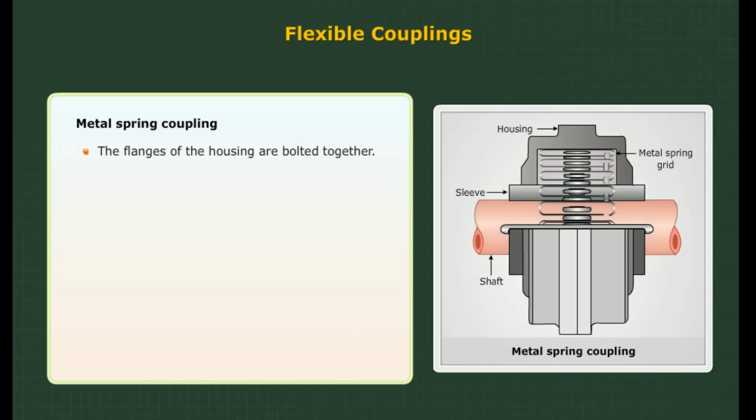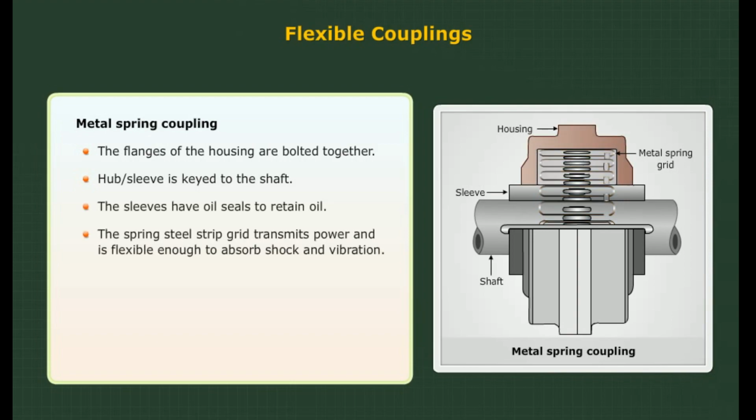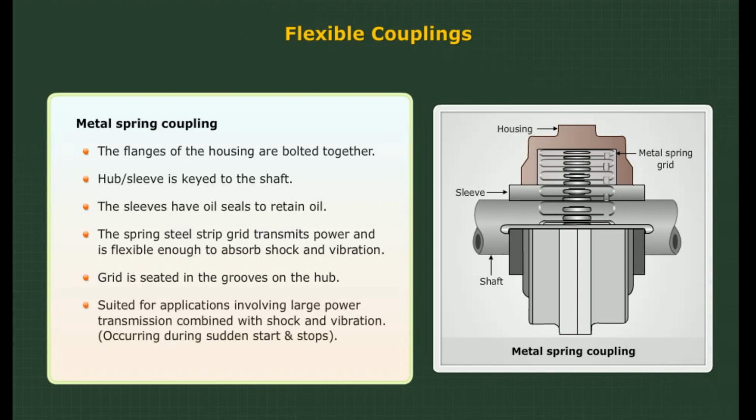Metal spring coupling. The flanges of the housing are bolted together. Hub or sleeve is keyed to the shaft. The sleeves have oil seals to retain oil. The spring steel strip grid transmits power and is flexible enough to absorb shock and vibration. Grid is seated in the grooves on the hub. Well suited for applications involving large power transmission combined with shock and vibration, occurring during sudden starts and stops. Example, for elevators.